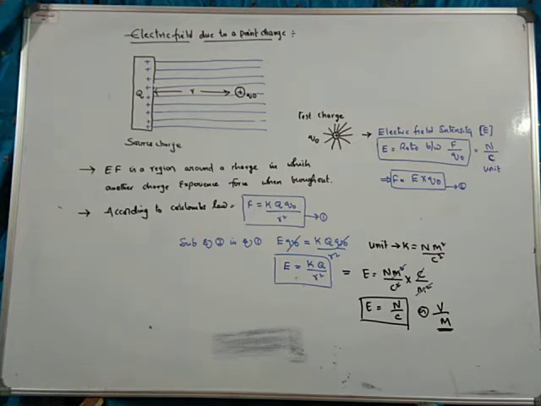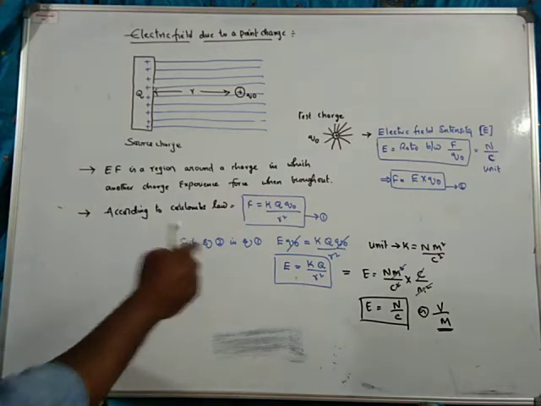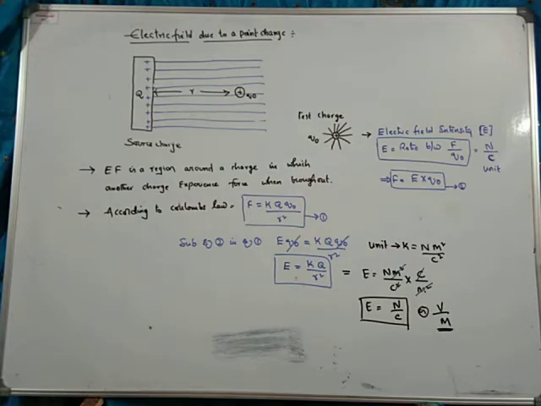And if you want to define the units of electric field based on this equation, already we know K is equal to Newton meter square per Coulomb square, as discussed in the previous lecture. We substitute the value of K, Q is in Coulombs, and distance square will be meter square. Again we will get the same unit of electric field intensity. This is the concept of electric field.